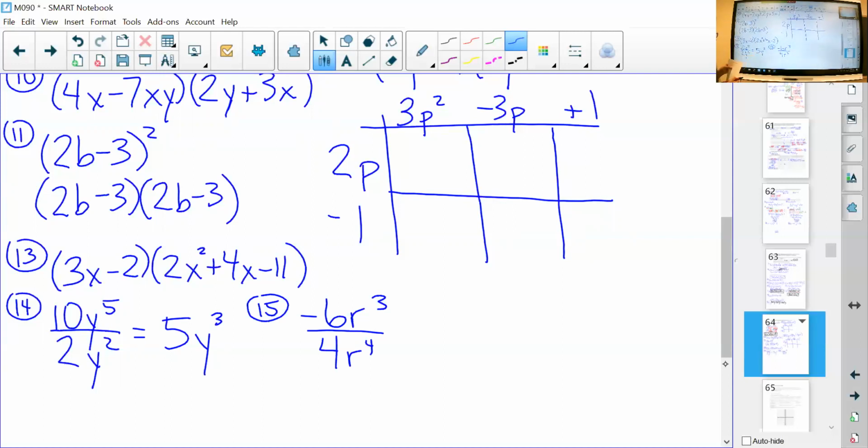Notice that your answer for this will either involve a fraction or a negative exponent. And what does that mean about the answer to this? Think about it. That it's not a polynomial. The answer is not a polynomial, even though we divided a polynomial by a polynomial.